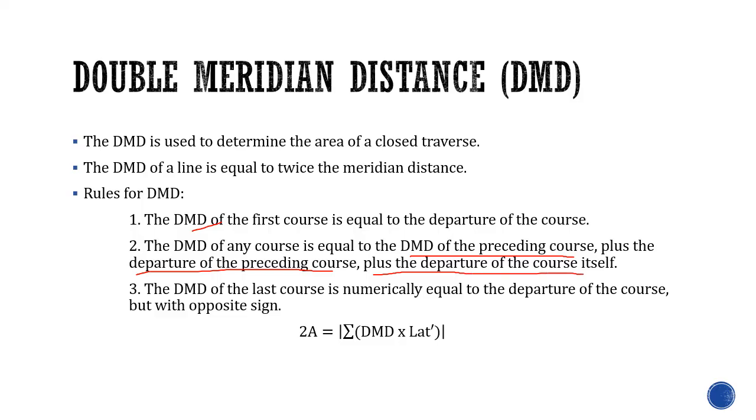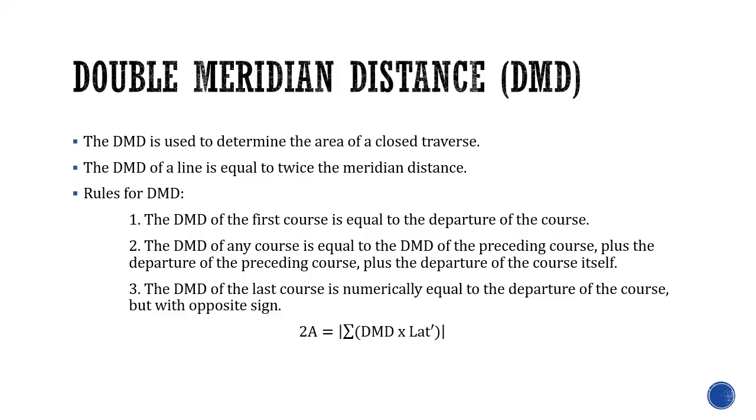Okay, makikita natin yan mamaya, no? Mahirap lang intindihin kapag naka-sentence form, pero madali lang yan. Okay, so the last rule is that the DMD of the last course is numerically equal to the departure of the course, but with opposite sign. Kapag na-attain mo itong third rule na ito, class, ibig sabihin, tama yung ginagawa mo. On the other hand, kapag hindi naman siya nag-equal, ibig sabihin merong mali sa ginagawa mo. Maganda dito, meron ka ring checking.